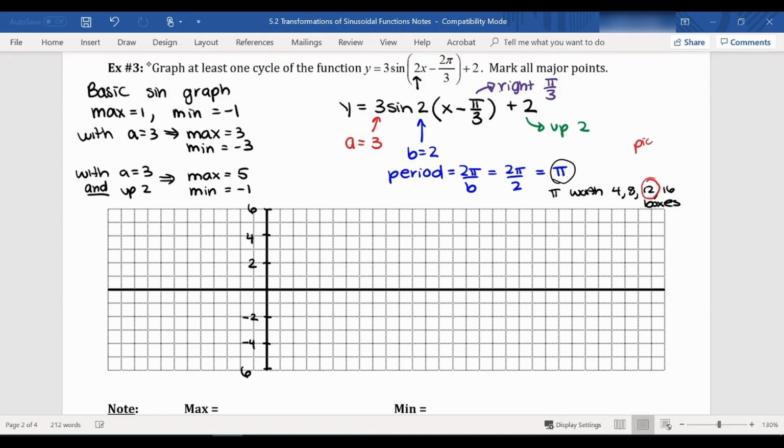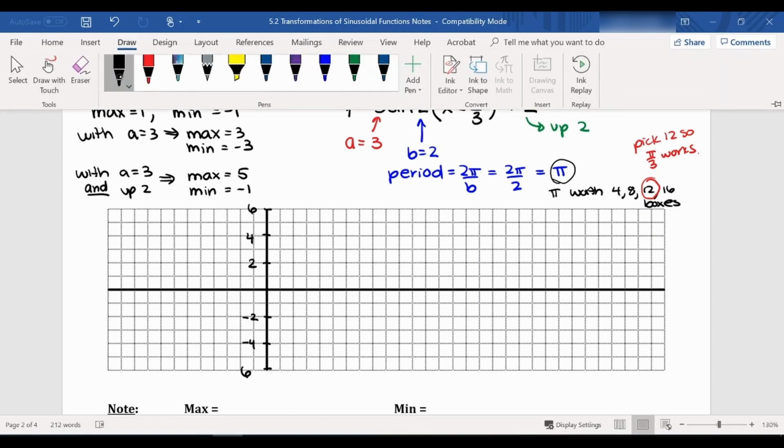Okay. So pick 12. So pi over 3 works. Okay. If I pick 16 or 8 or 4, it's just not going to divide nicely. Okay. Or if I make pi over 3, say 9 boxes or something, it's not going to work because that's not going to divide by our 4. Okay. So 3 and 4, what's a number that's in common between those? 12. So I want pi to be worth 12 boxes.